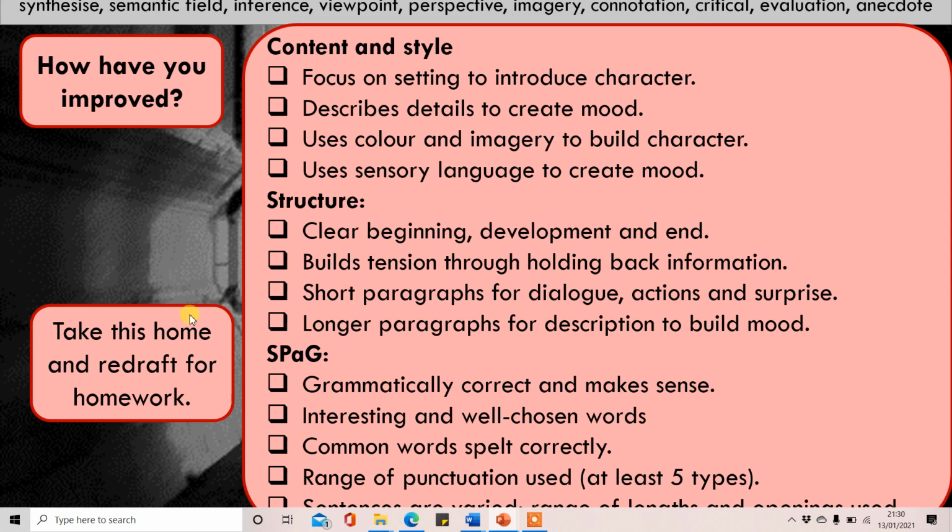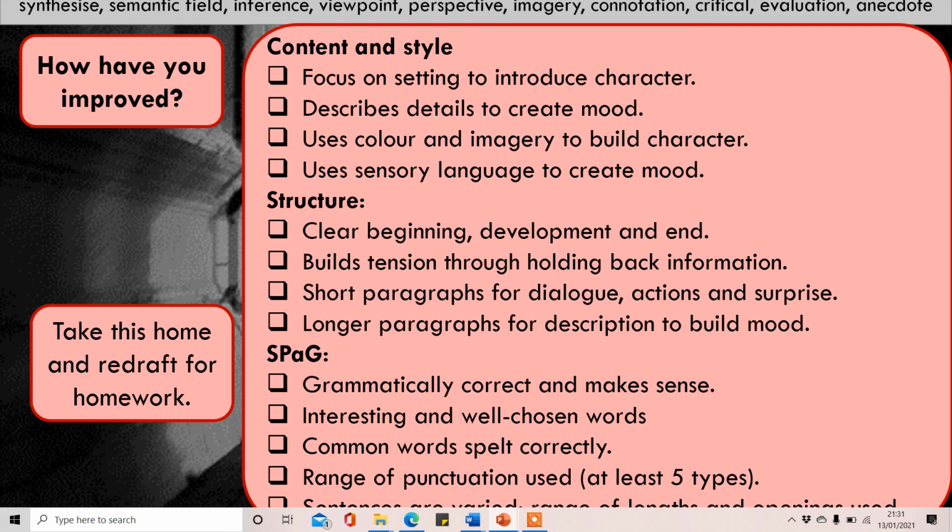Now, ignore the bit where I'm telling you to redraft for homework. We were going to be doing this in lessons, but what I would like you to do is redraft and fix it up, make this as good as you can make it. Once you've done that, then hand it in. This should be a good piece of writing, which is the best that you can do at this time.